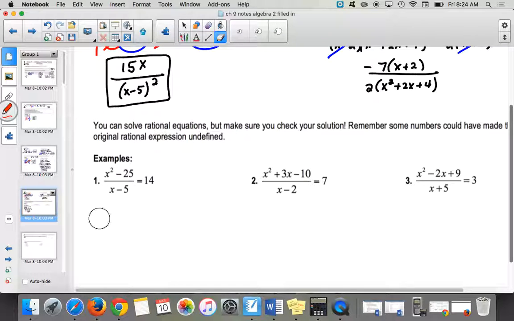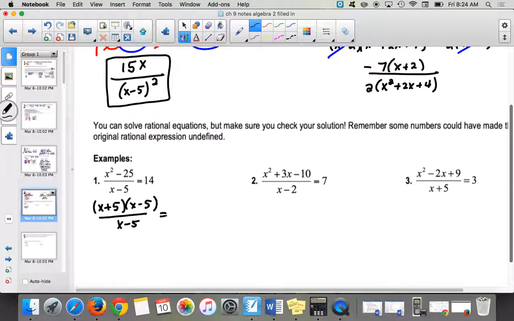If we factor from the beginning, I have x plus 5 and x minus 5, all over x minus 5. Go ahead and write this down now. Whoops, not equals 0, equals 14. Then when we do that, that x minus 5 cancels, and we're left with a super simple equation, x plus 5 is equal to 14. So we end up getting 9. That is our only solution.